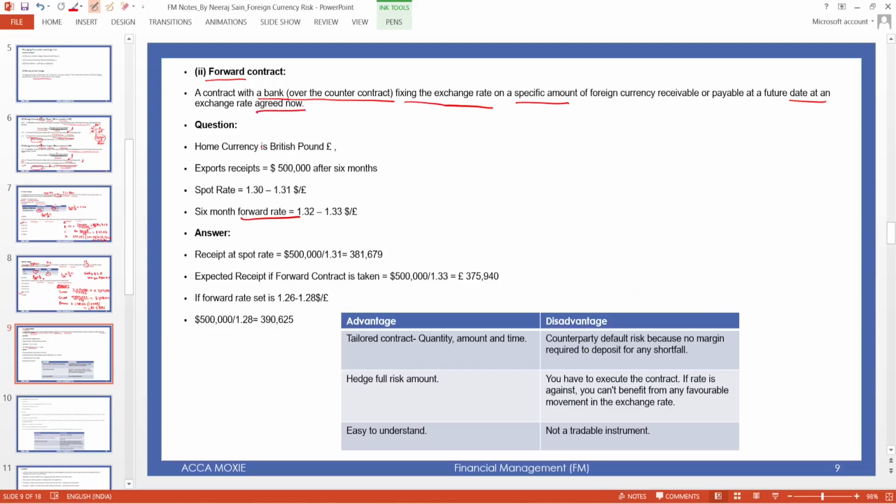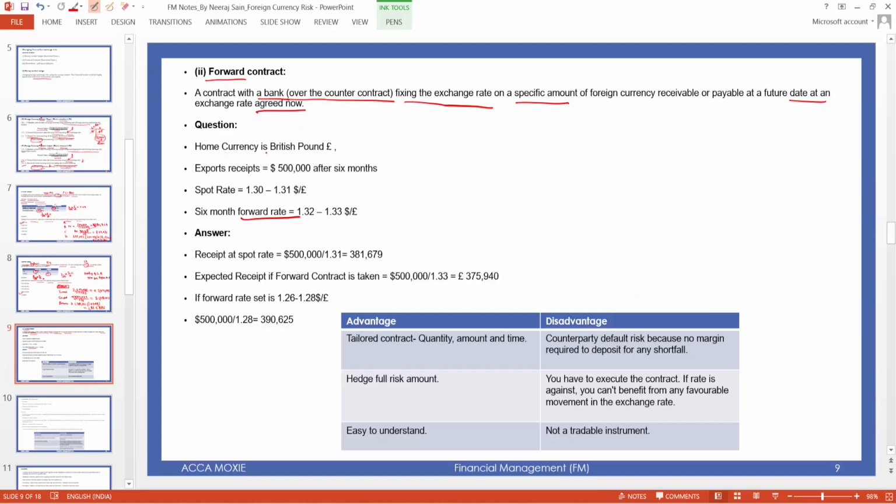If the agreed rate is higher or lower, then sometimes the bank will pay, or sometimes we have to pay, and sometimes the bank will receive, right? Okay, let's do one question and you will understand.